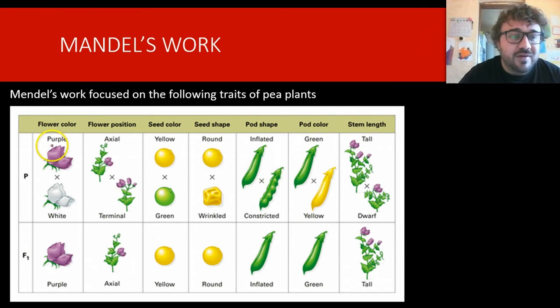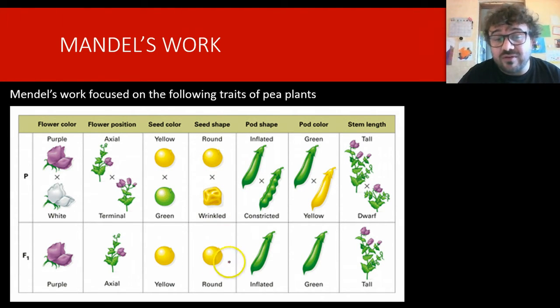And what he found was if he crossed one purple with one white, so a pure breeding purple, pure breeding white, which means no matter how many times you cross them against each other, you always get the same colors, he always got purple. Axial and terminal, he always got axial flowers. Yellow and green, he always got yellow.